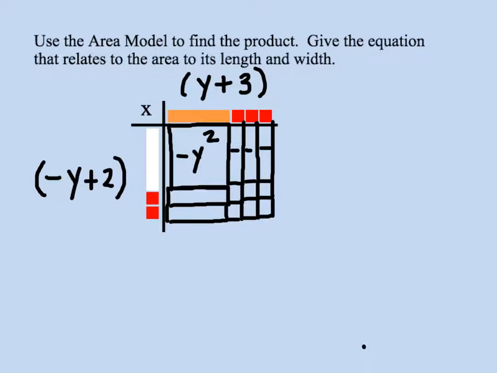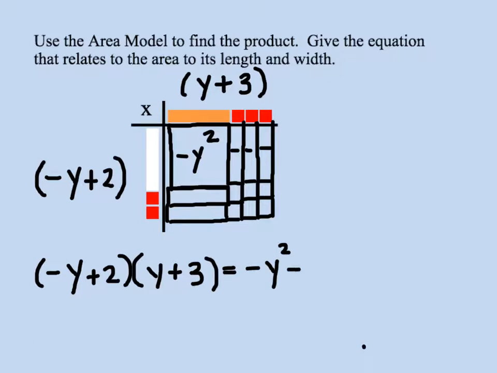Did you come up with that area? Let's take a look at the equation that would be formed by this example. Negative y plus 2 multiplied by y plus 3 was equal to negative y squared plus 2y subtract 3y plus 6. Do you notice anything about this equation? Do you notice that 2y and negative 3y are like terms? We can combine those terms.